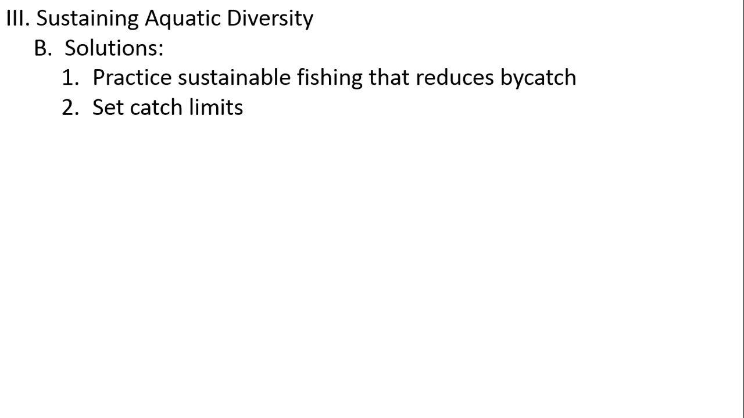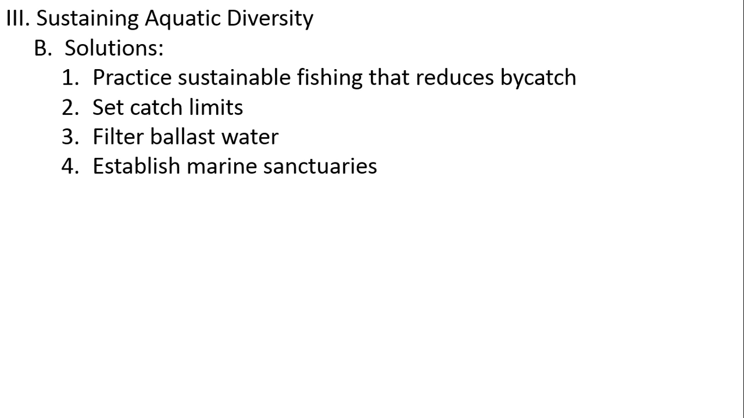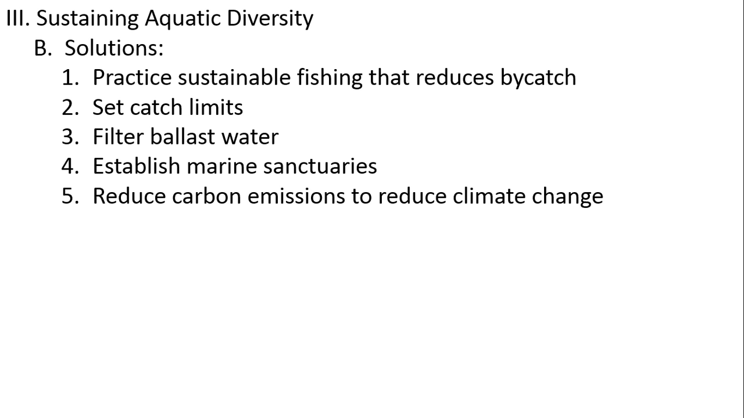Set catch limits so that we do not overfish. Filter ballast water rather than just emptying it. Filter it of contents, making sure no organisms that shouldn't be in that ecosystem are released. Establish marine sanctuaries, essentially like aquatic parks that protect biodiversity within it. Also reduce carbon emissions to reduce climate change, and that would hopefully help to stymie sea level rise.